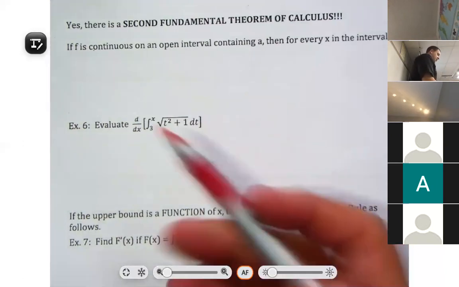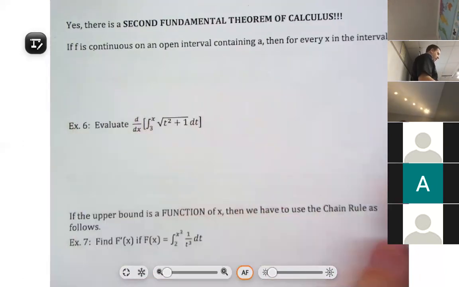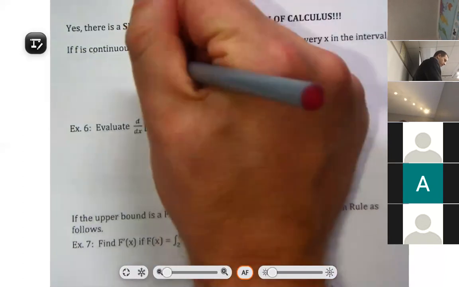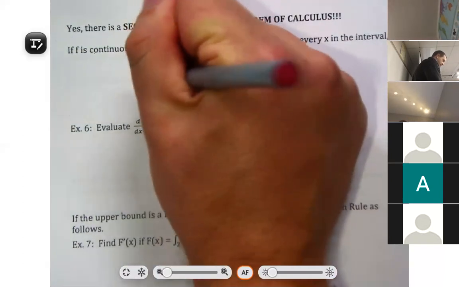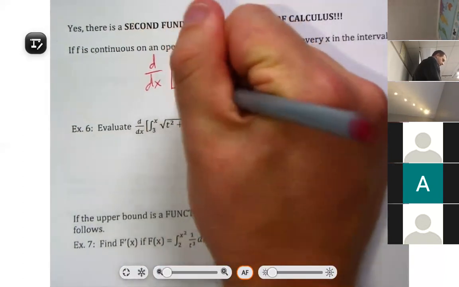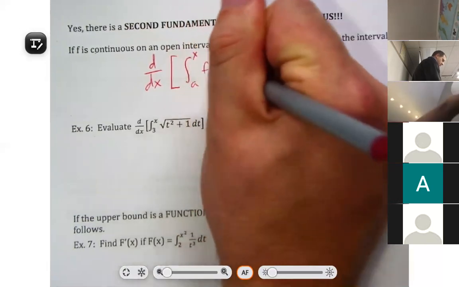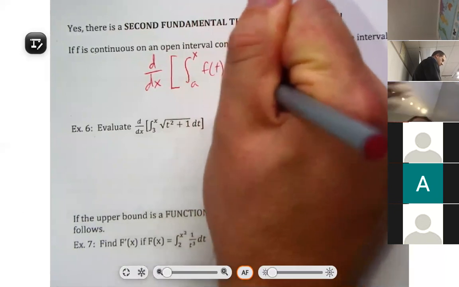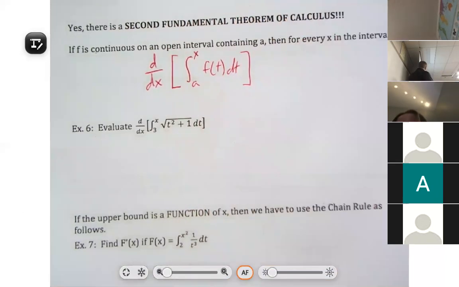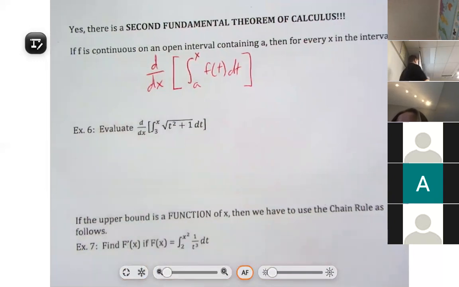If you have some continuous function, ignore all that. Here's what's true. If you take the derivative of some integral, I'll wait for you to write this. Here's the setup. You're taking the derivative of an integral. That's what's happening. Taking the derivative of an integral.